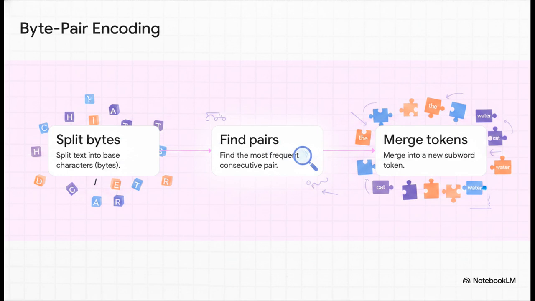Here's how it works. Step 1, the AI splits all the text in its massive training data into base characters, basically individual letters or bytes. Step 2, it scans all that data to find the most frequent consecutive pair of characters. And then, step 3, it merges that pair into a brand new sub-word token. It just rinses and repeats this process over and over until it builds a complete dictionary of tokens.